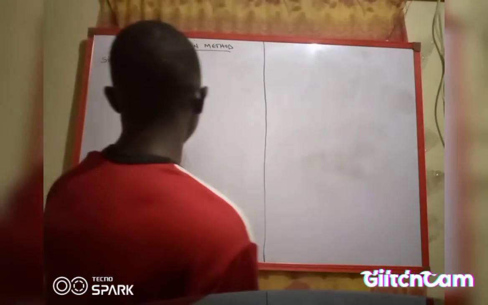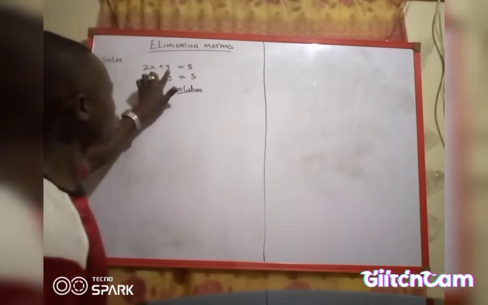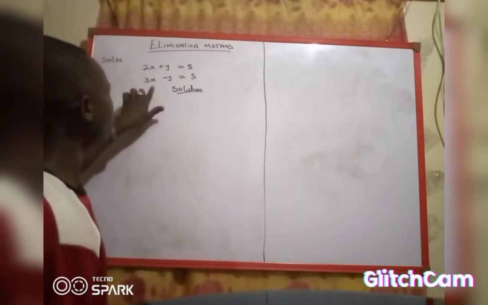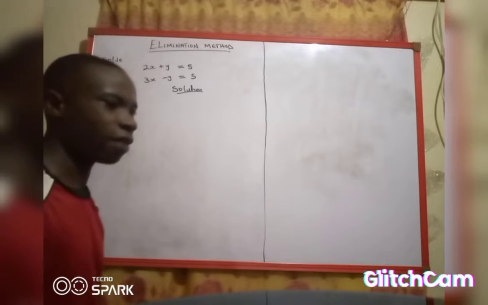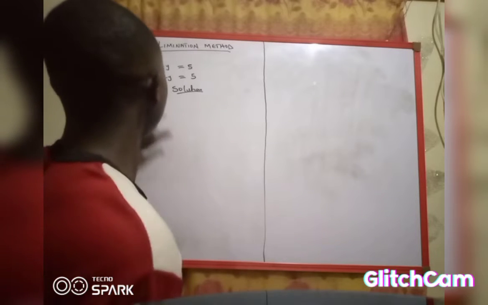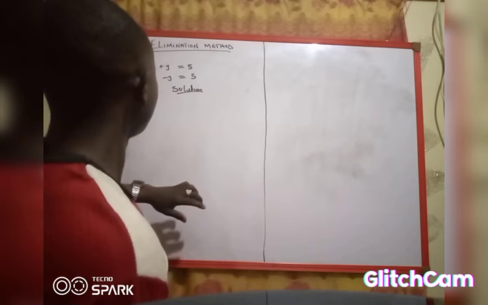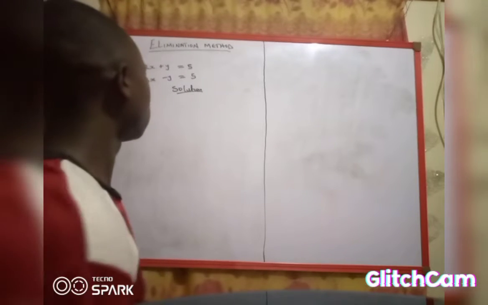In today's lesson, we are going to learn how to solve a linear equation using the elimination method. The question on the board says 2x plus y equals 5, 3x minus y equals 5. We are going to use the system of elimination method to solve this equation.